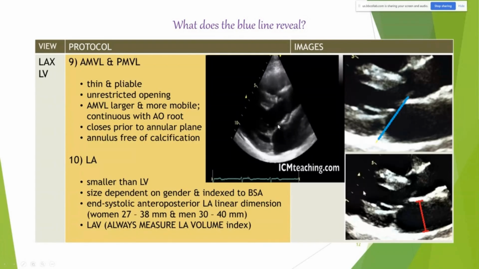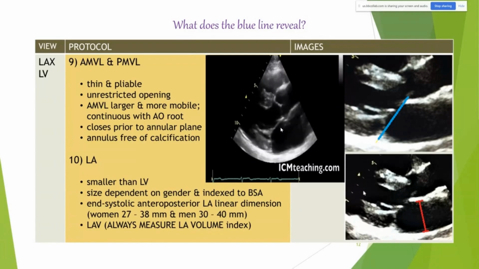So this is your anterior mitral valve leaflet, and this is your posterior mitral valve leaflet. This is your right coronary cusp, and this is your non-coronary cusp. Now, your anterior mitral valve leaflet and your posterior mitral valve leaflet should be thin, and they should be pliable. They should open properly without any issues. The opening should not be restricted.